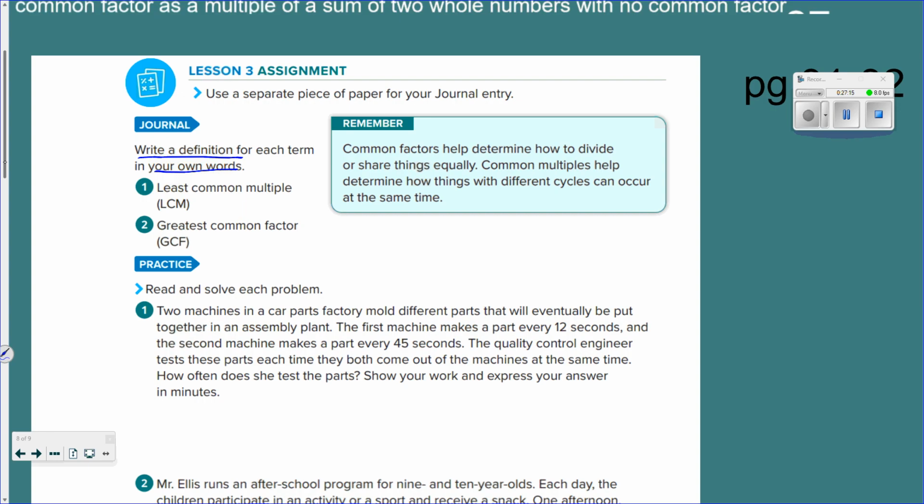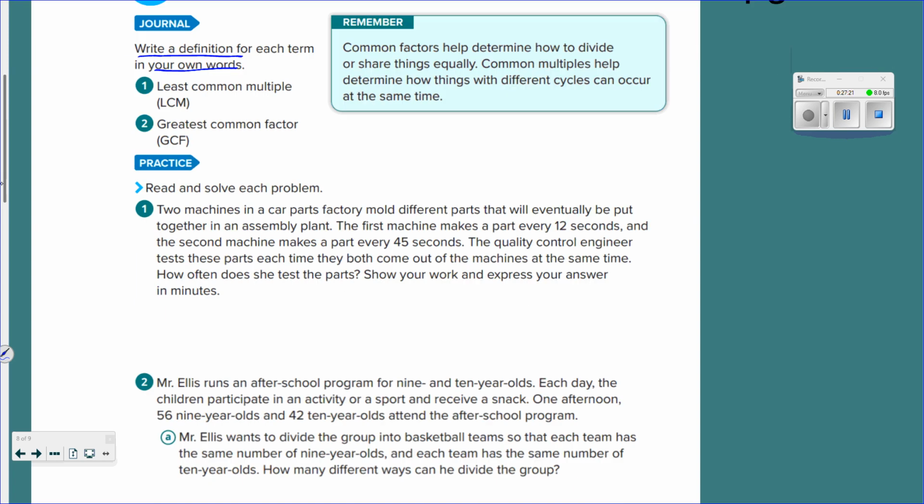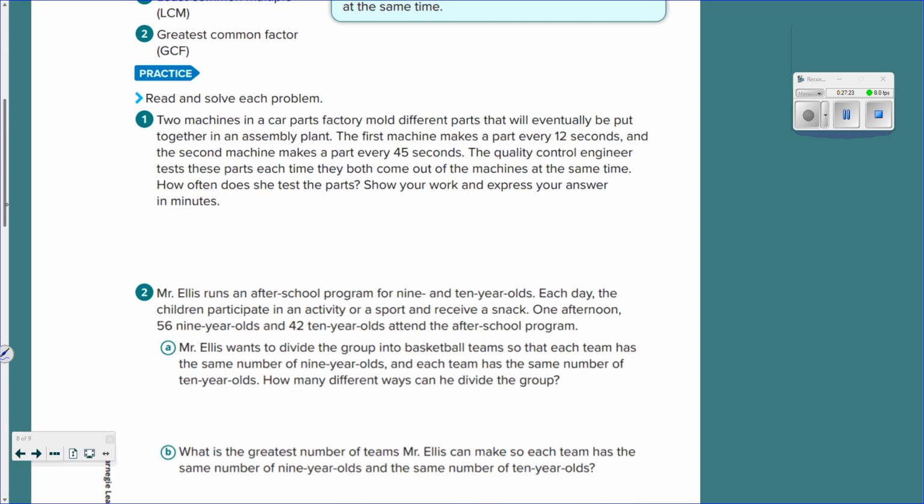Here's where it gets a little more interesting. You need to read and solve each problem. So if you mark your text, you're going to see something very interesting on this problem. I've got different machines. The first does a part every 12 seconds. The second does a part every 45 seconds. They test each time they both come out of the machines at the same time. How often does she test the part? Show your work and express your answer in minutes.